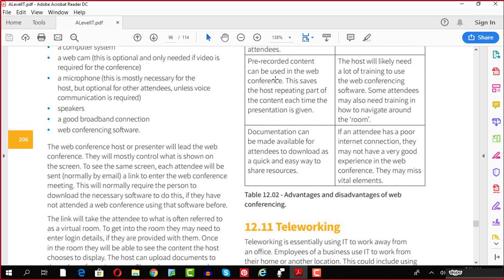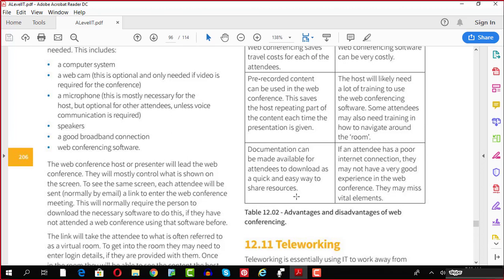Okay, pre-recorded content can be used in web conferencing. This saves the host repeating part of the content each time the presentation is given. What does pre-recorded mean? Pre-recorded content basically means that, for example, what I'm doing right now. Okay, there are many software programs in which your presentation can be recorded. So you can play it again and again rather than having to explain it to the people.